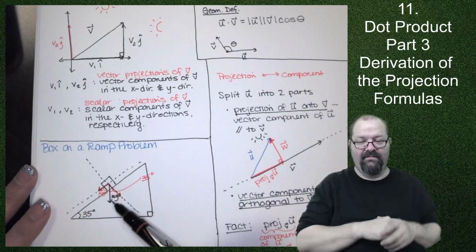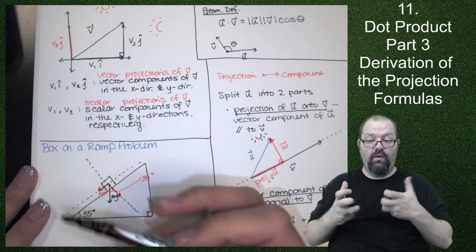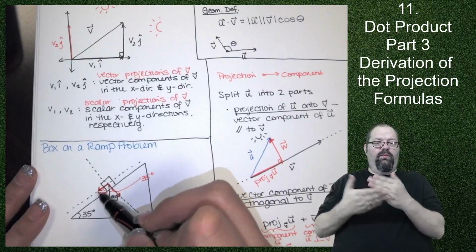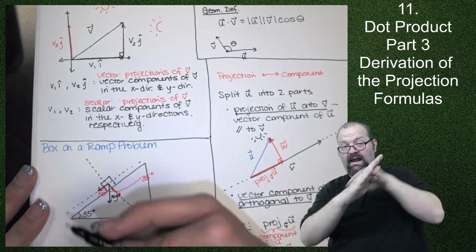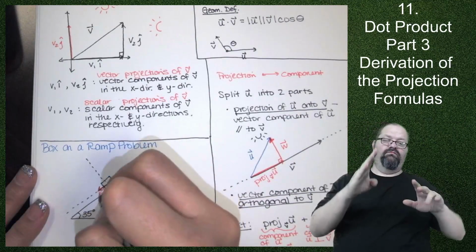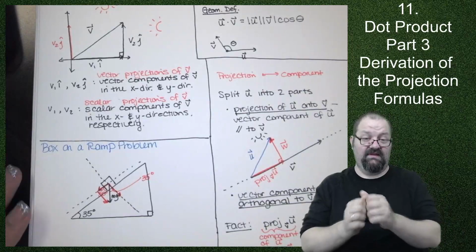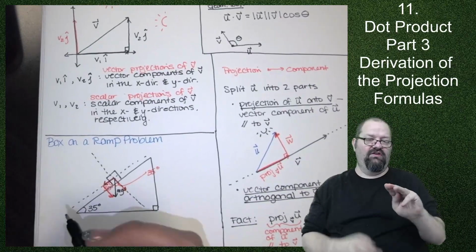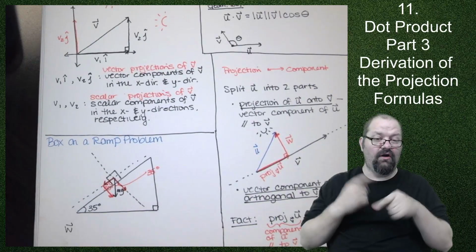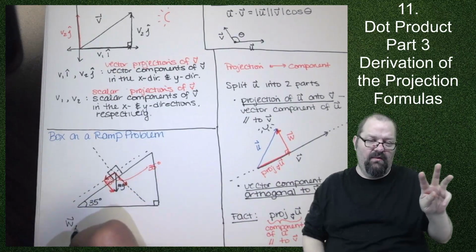All we want to do is take this weight and break it into two parts. This part that's parallel to the ramp and another part that's perpendicular to the ramp. And notice if I add this force and this force together, I get mg back. So let's talk about, I'm going to call it W for weight, the part that's parallel to the ramp.